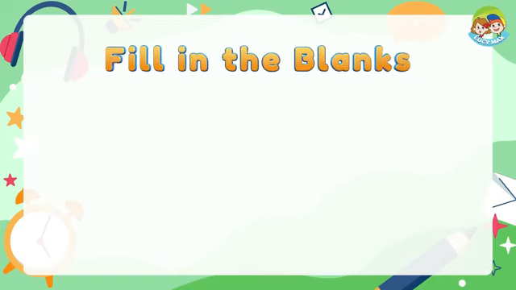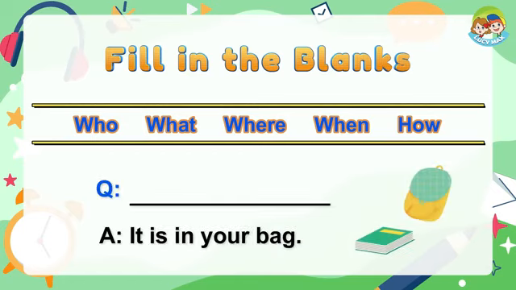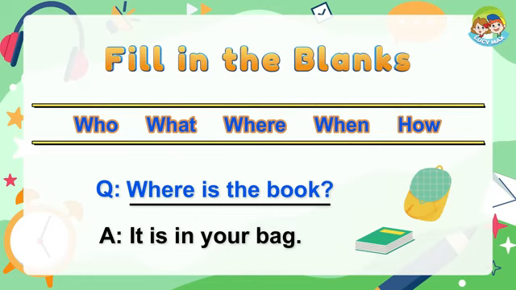Fill in the blanks using a question word in the box. The words in the box are who, what, where, when, how. The answer is, it is in your bag. In is a preposition, so we use where. Where is the book? It is in your bag.